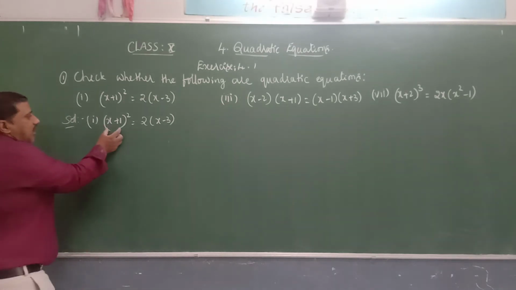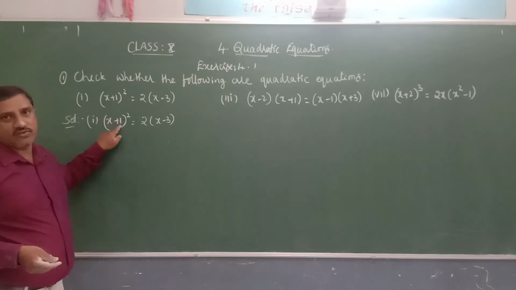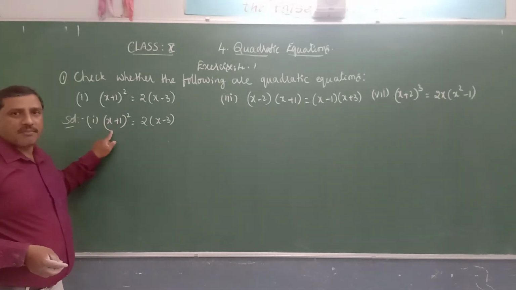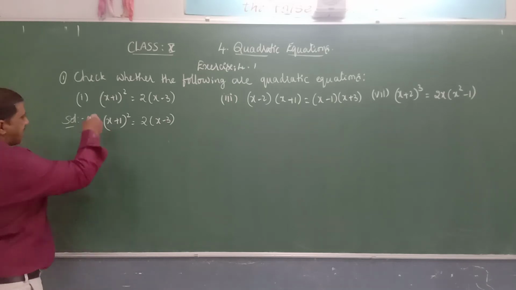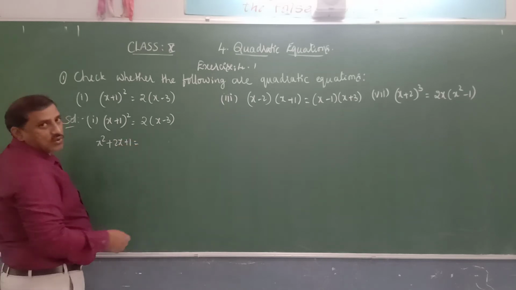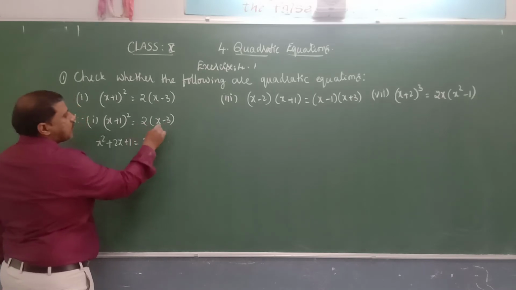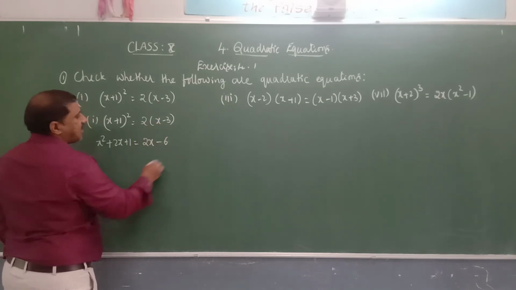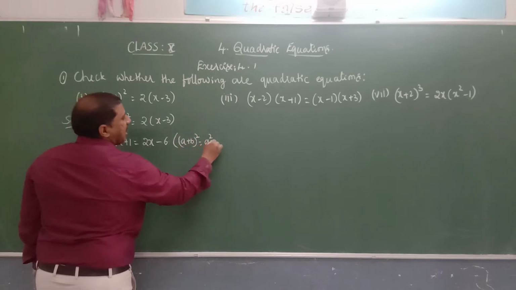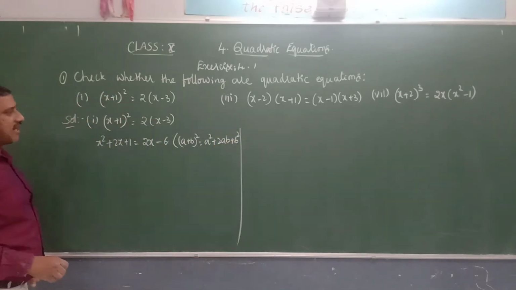Now, on the left hand side we have x plus 1 whole square. So it is in the form of a plus b whole square. What is the formula for a plus b whole square? It is a square plus 2ab plus b square. That is x square plus 2x plus 1, that is equals to the RHS multiplied with the 2. 2 into x it is 2x, minus into minus, 2 into 3 it is 6. So which formula did we use here? It is a plus b whole square, that is equals to a square plus 2ab plus b square.